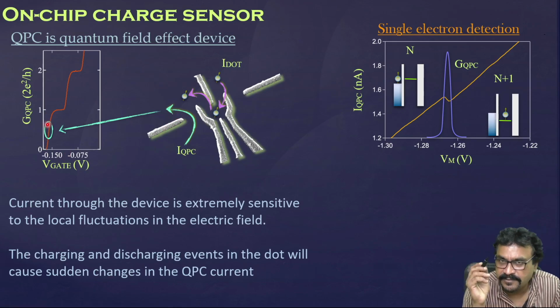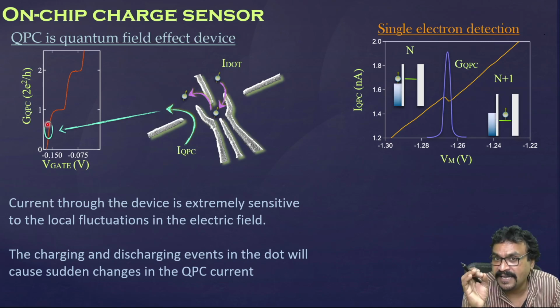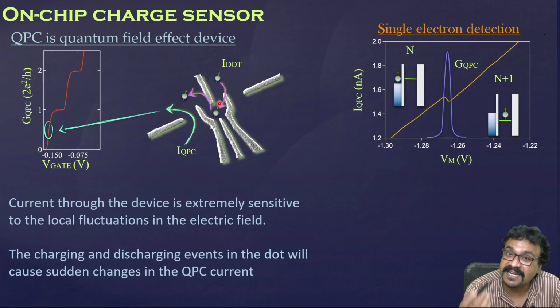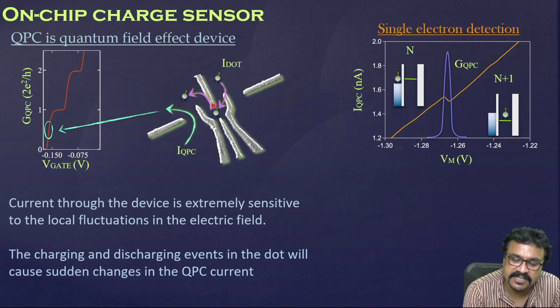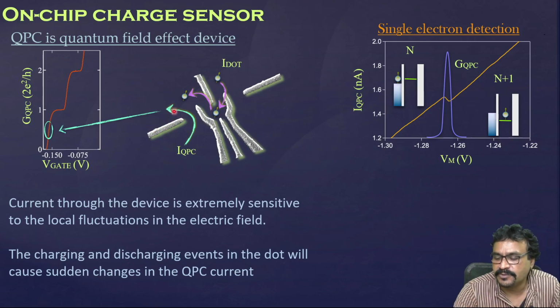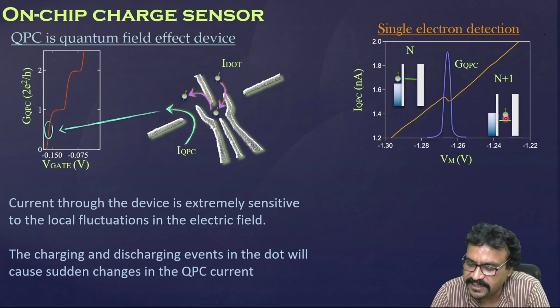So, you will be surprised to know that the electric field due to one extra electron, or the change in field due to change of one electron, can induce a large change in the conductance in the channel. Just like the charge on this gate which is set by the voltage, the charge on the dot also will act as a gate voltage for this channel.